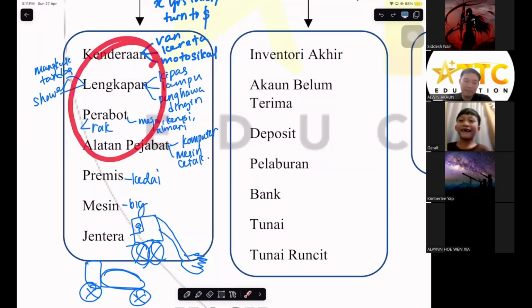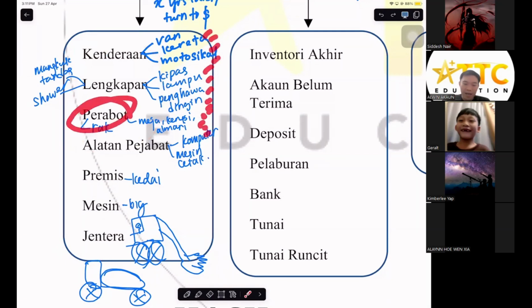Okay, so these are the common terms you will see in the sentence, and when you see them, you need to straight away know that they are actually perabot. You know that they are actually kenderaan.